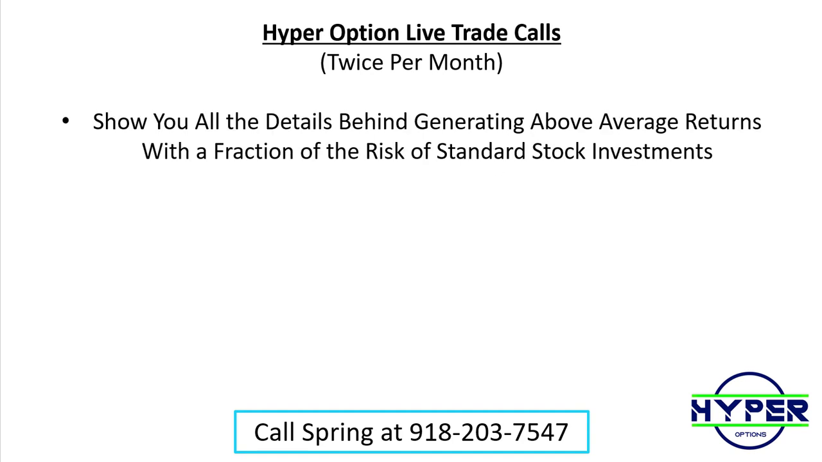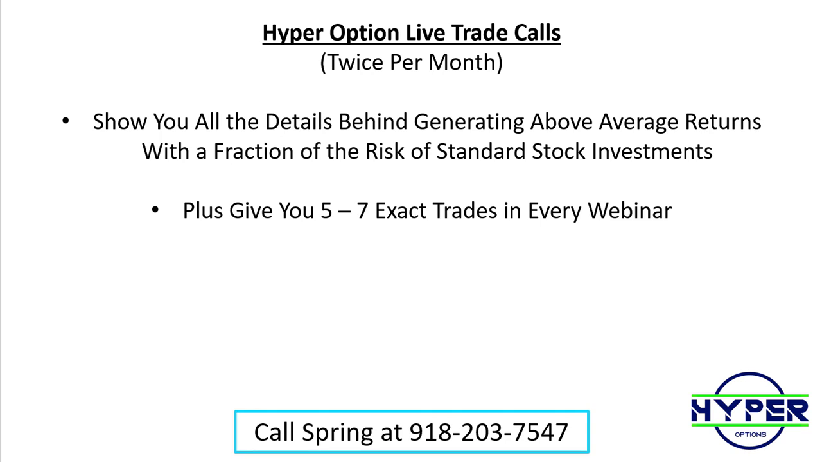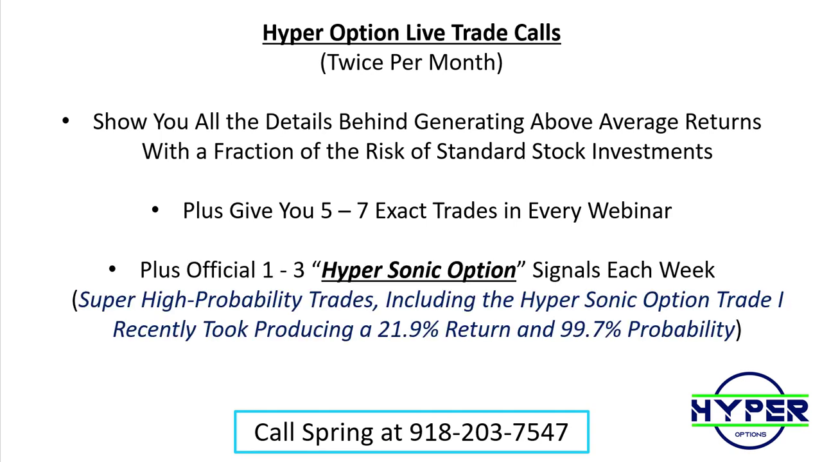I also show you all the details behind generating above average returns with a fraction of the risk of standard stock investments, which is pretty much every trade that we get into. In addition to that, I also give you 5 to 7 exact trades in every webinar. So we go through, I show you the stocks that I'm looking at, I show you the strikes, the expiration months, why this expiration as opposed to this expiration, why this strike as opposed to this strike, etc. And I'll give you 5 to 7 exact trades in every single webinar. So you can choose to take 1, 2, all 5, all 7. You know your situation better than I do.